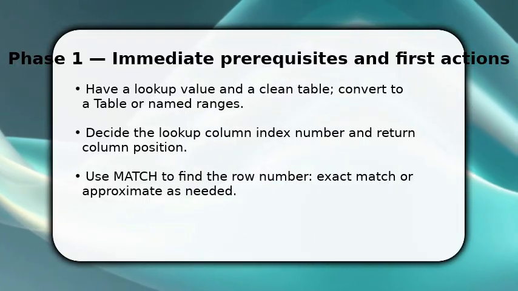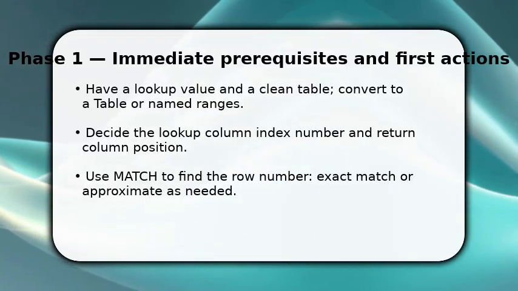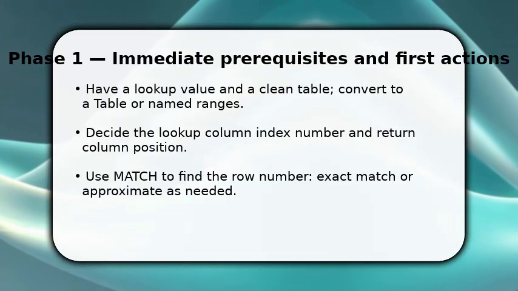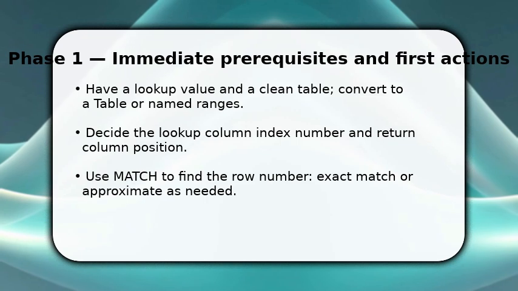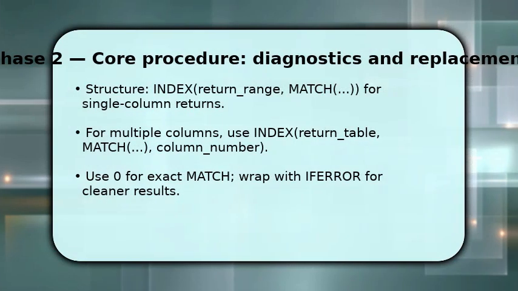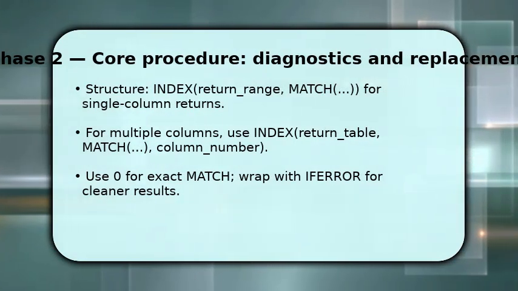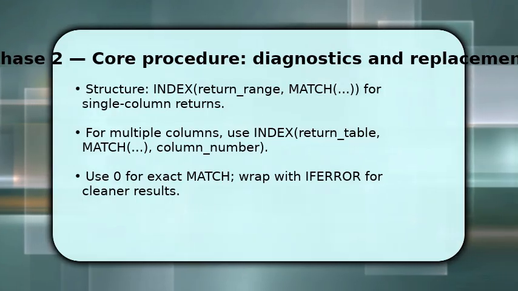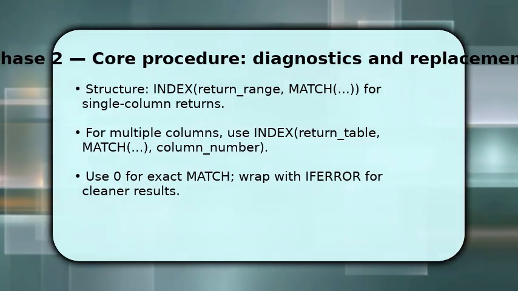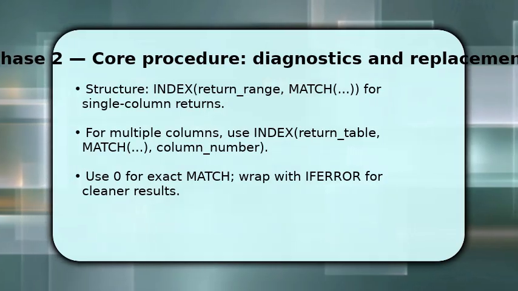Once done, keep that MATCH formula visible. Make sure to lock ranges with $ where necessary, so your subsequent INDEX call references the correct row. Now combine the pieces. Use INDEX to pull the value from the return range using the row number MATCH found. For example, INDEX, return range, MATCH, lookup value, lookup column, 0.